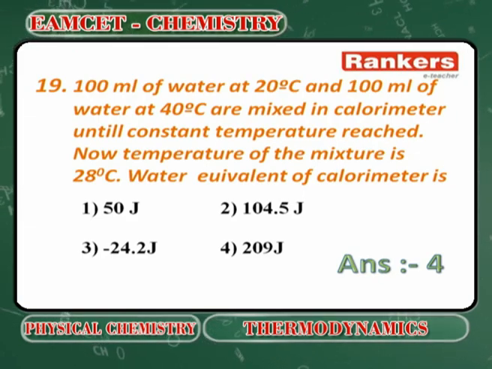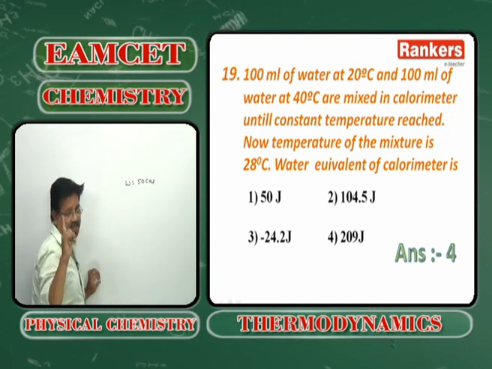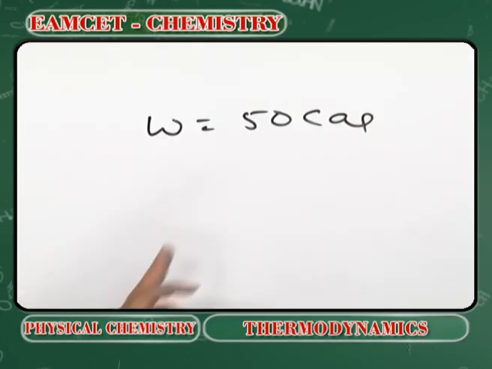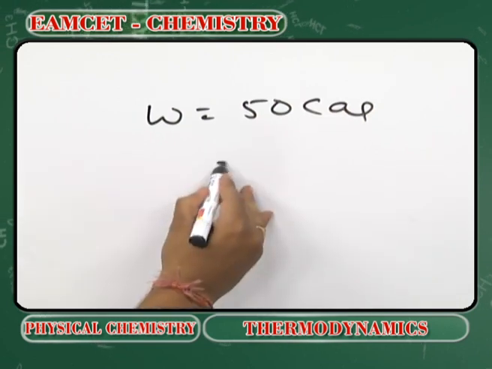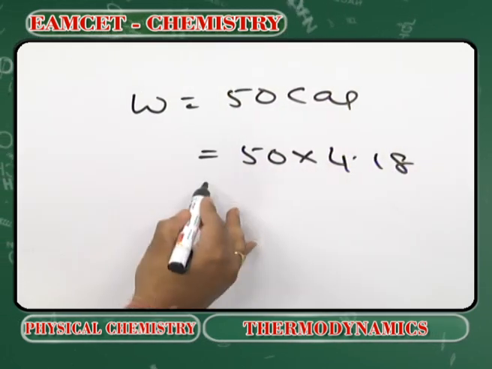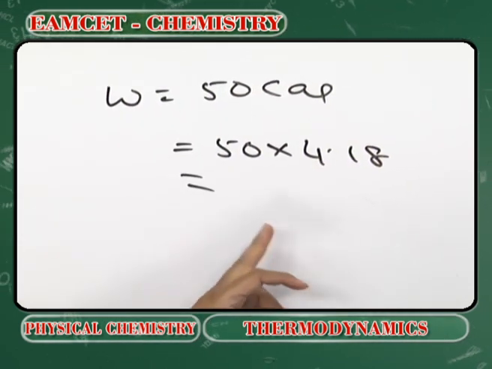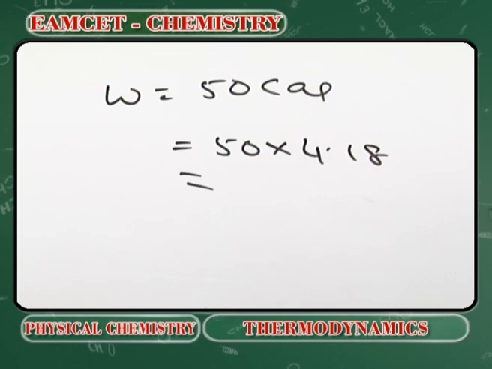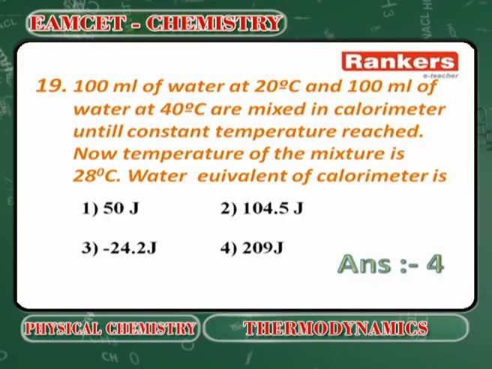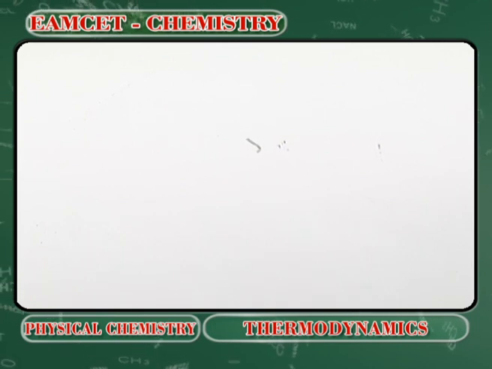In this question we get water equivalent 50 calories, since we have taken the specific heat of water as 1. If we convert into joules, 50 into 4.18, that is 209 joules. Option 4 is the answer. If it is calories, it is 50. If it is converted into joules, it is 209 joules.